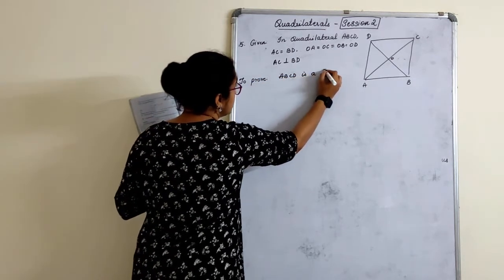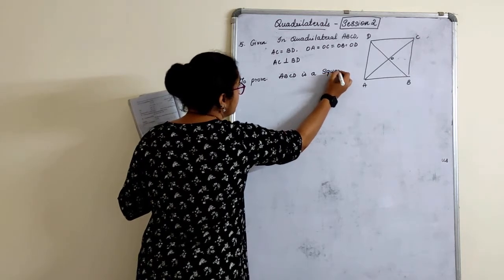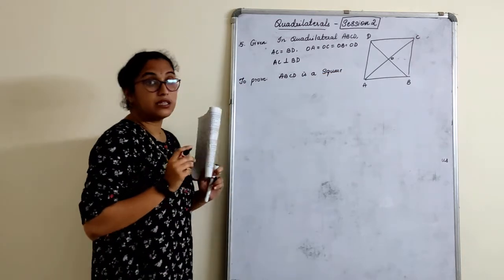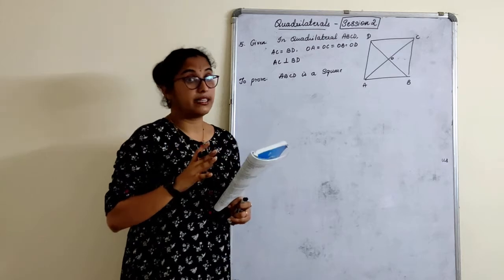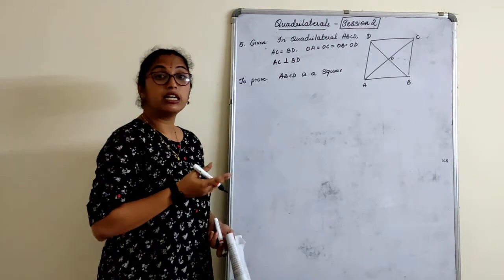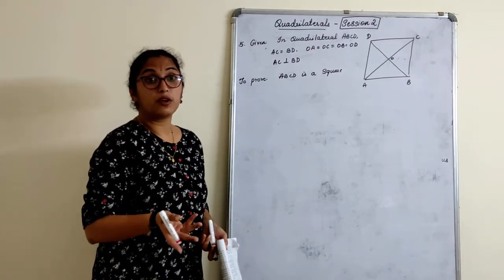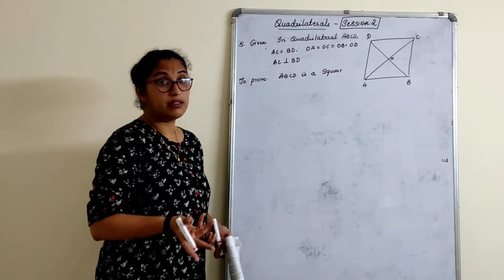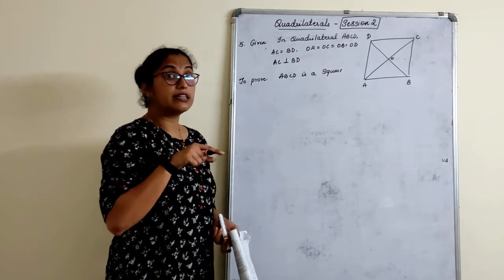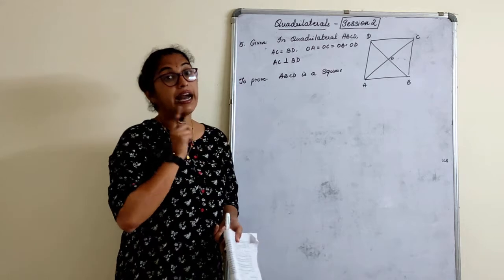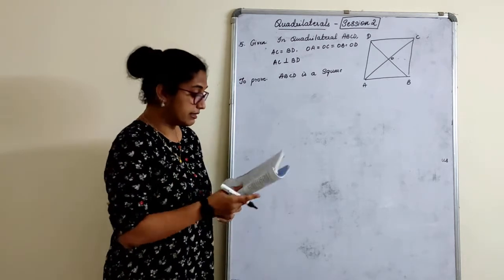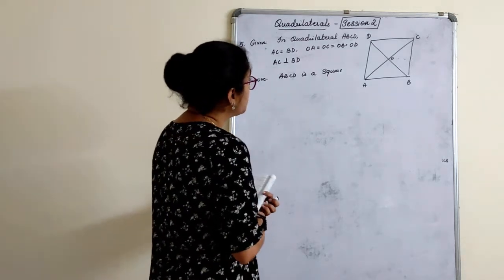ABCD is a square. So to prove that, we have two things to be proved. First we have to prove all the sides are equal, because if all the sides are equal, it will not necessarily become a square. It can become a rhombus, because in a rhombus also all the sides are equal. But to prove that it is a square, we need to prove all the angles are also equal to 90 degrees. So let's start quickly with it.